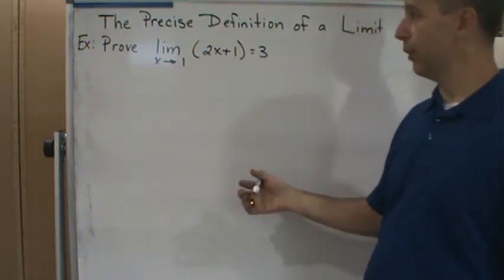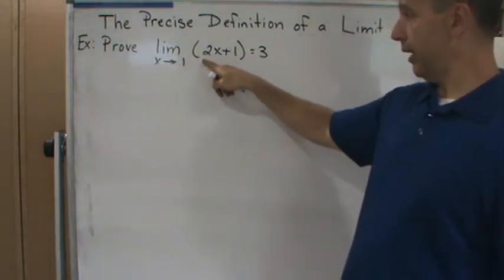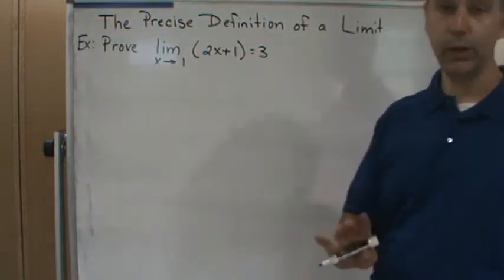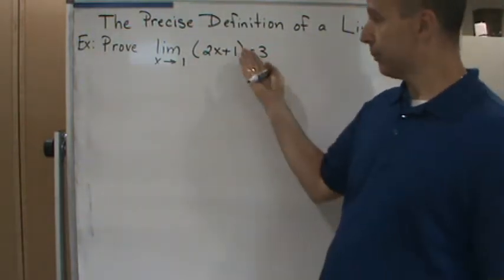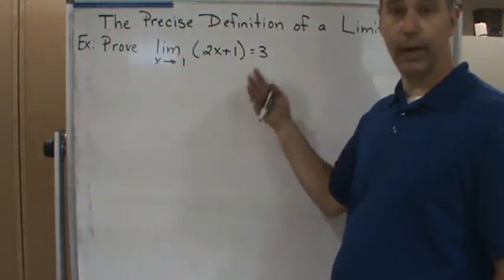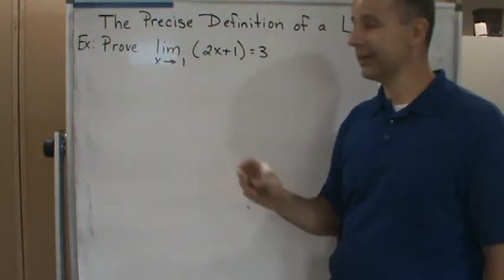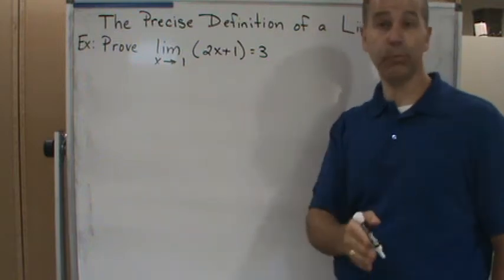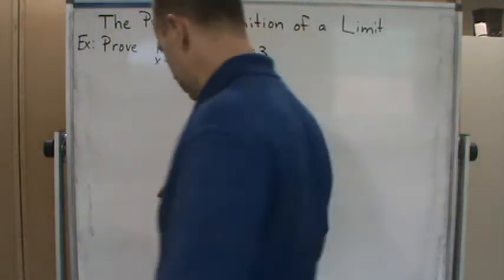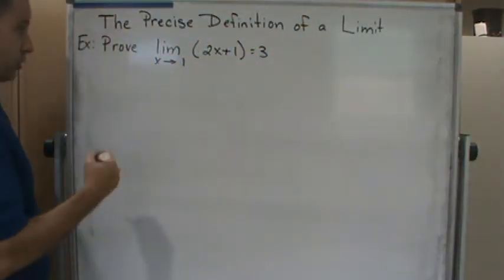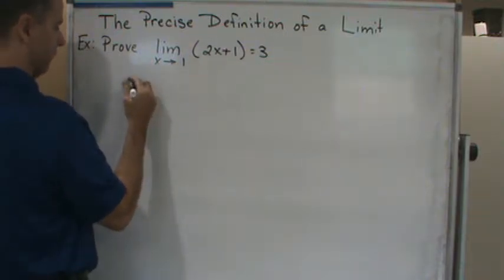Okay, so they want us to prove that the limit as x approaches 1 of this function is equal to 3. Now we know that if we just plug 1 in, we get 3. And if we approach it from the left and we approach it from the right, we get 3. So this is a polynomial. So we know that the limit of this thing is 3, but how do we prove it? That's different. Okay? So we're going to do a formal proof showing that the limit is 3.